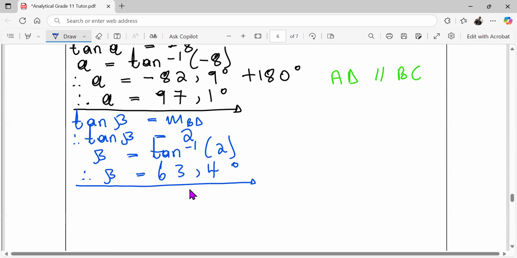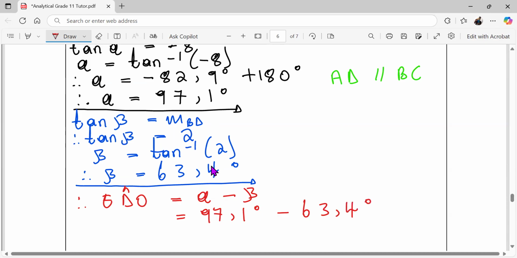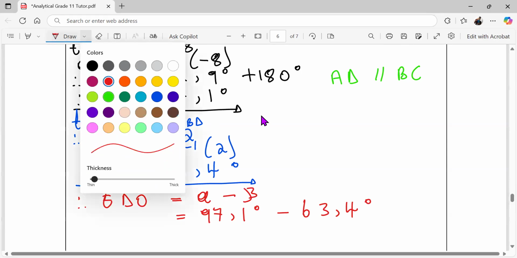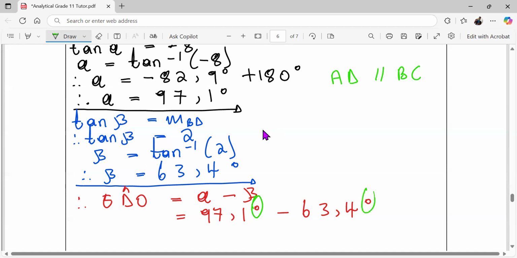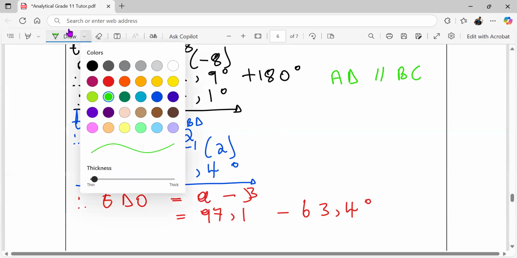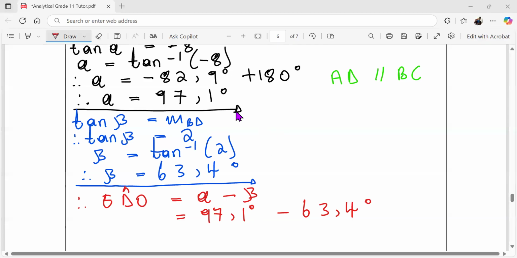So now that we know those two inclinations, it's now very easy. We can say EDO is just going to be alpha minus beta, which is 97.1 degrees minus 63.4 degrees. And I'm not sure if they would mark you wrong, but I know that if I was the examiner, I was going to mark you wrong if you forget your degrees. So many of you forget your degrees and you just say 97.1. Please do things the right way. If they mark you wrong, they don't hate you. They want you to do things the right way. So yes, this is just going to be the size of angle EDO.